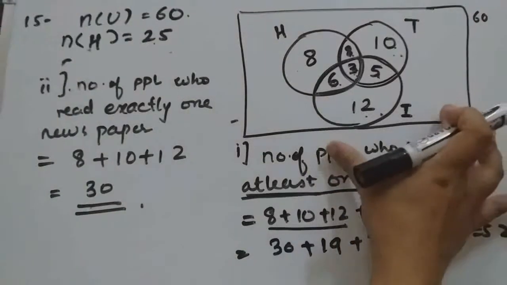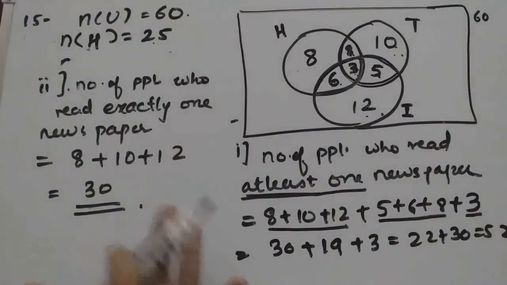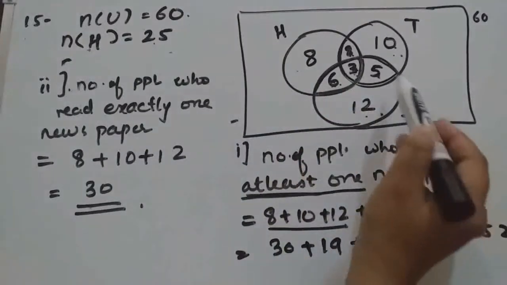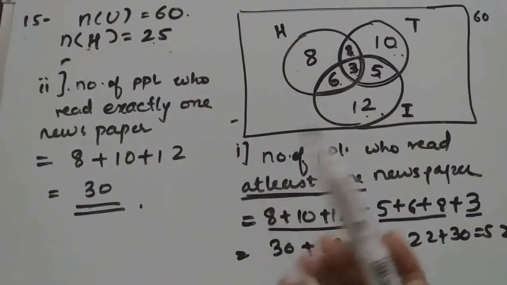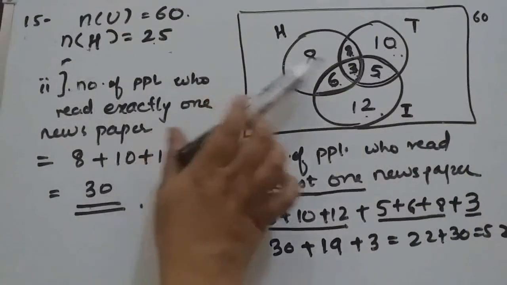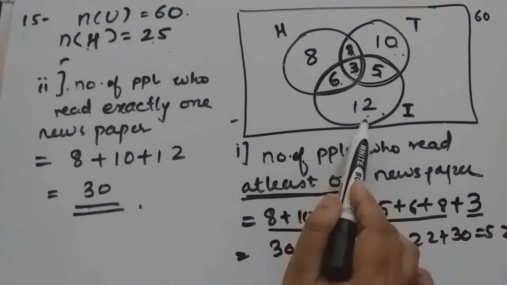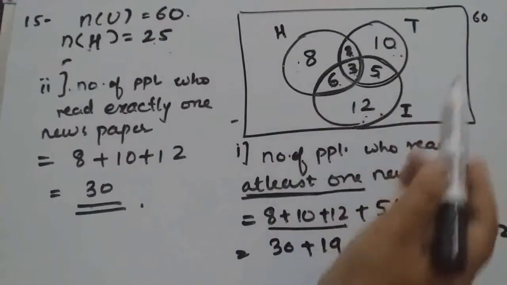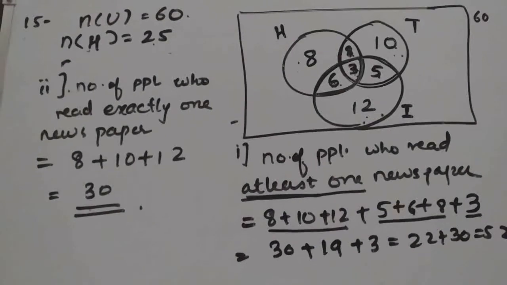So by using a Venn diagram we can easily answer many questions. Here from this Venn diagram you can answer other questions also. Only H, not T and I; only I, not T and H; like that you can answer many questions.